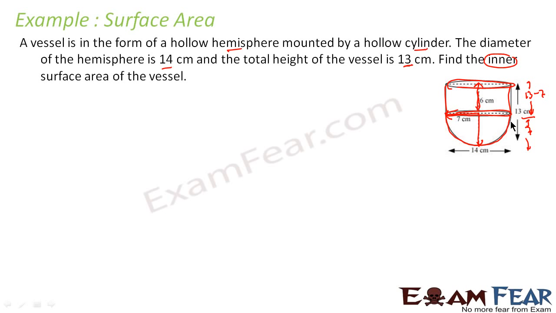So now what I have done? I have everything. For the cylinder, R is equal to 7 and H is equal to 6, correct? And for the hemisphere, R is equal to 7. This data we got. This is the most crucial part actually. Once you have all the data, radius and height of the figures, then we start our problem. The question says we have to find the inner surface area of the vessel.